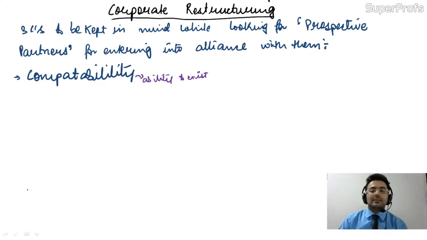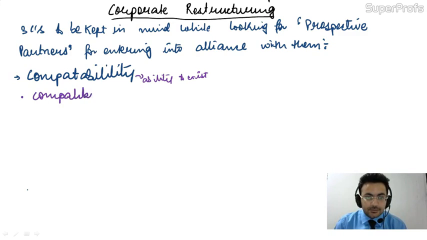So that was a general thing. But when it comes to selecting a prospective partner for entering into an alliance or any kind of corporate restructuring, you need to focus on some other things. What are they? That is compatibility among partners.